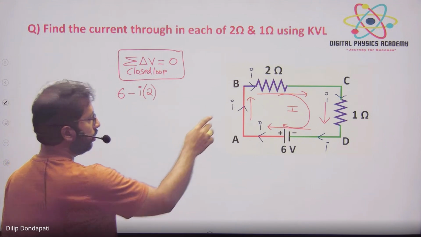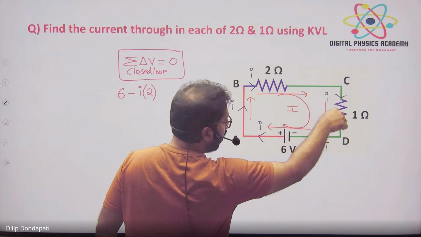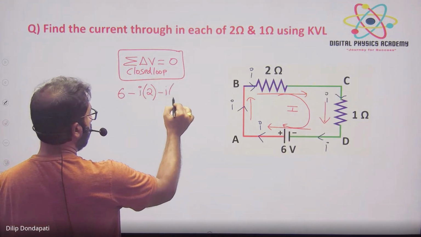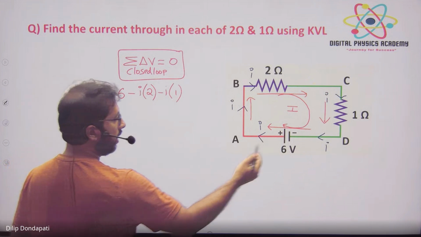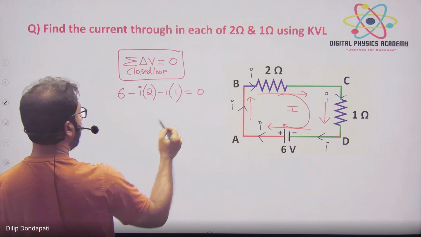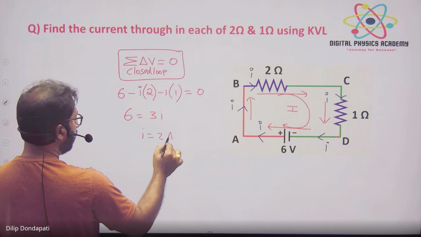Again walking like this, the current and path are in the same direction. Again minus I into 1 ohm. Again we came back to the same position, because we have finished the loop, the sum equals 0. So 6 is equal to 3I and I is equal to 2 amperes. Done.